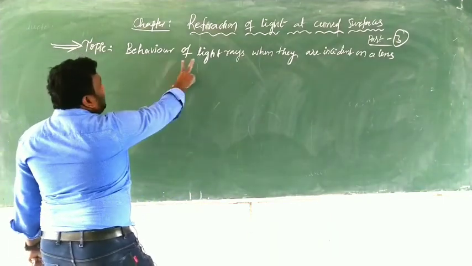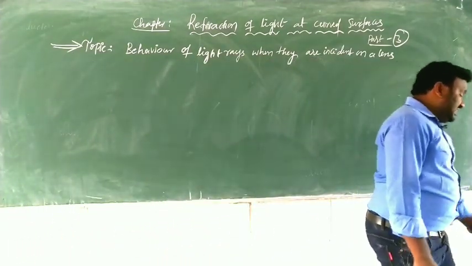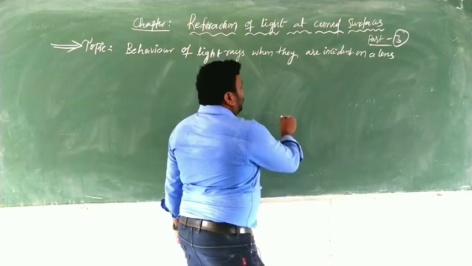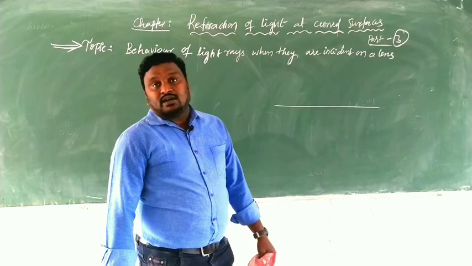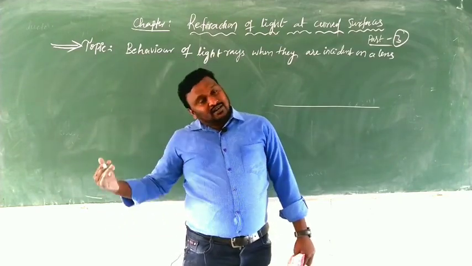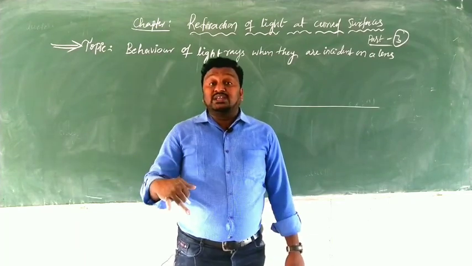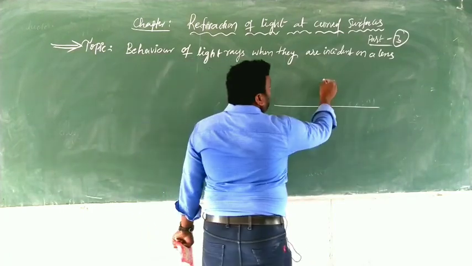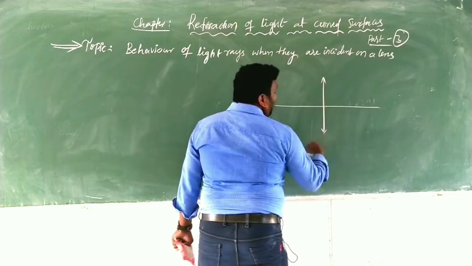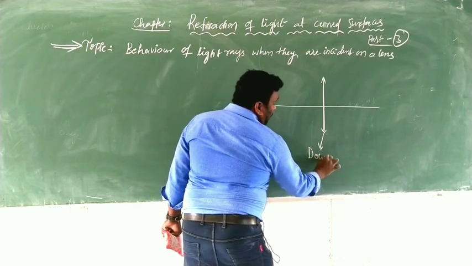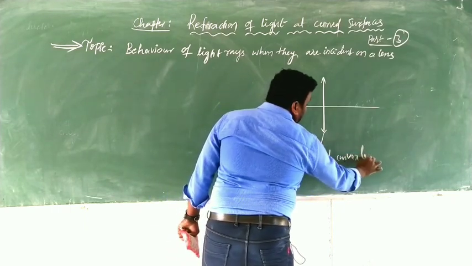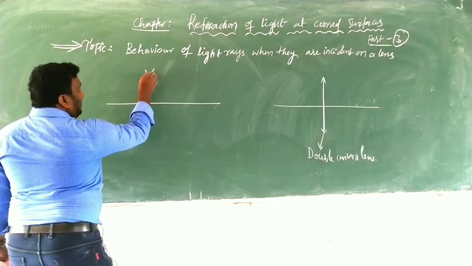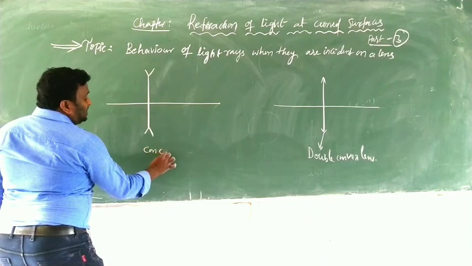Here, the behavior of the light rays when they are incident on a lens. In the previous video I explained how we can take F1 C1 and F2 C2 for convex lenses and concave lenses, and how we can show the convex lens and concave lens in diagrams. The double headed arrow represents the double convex lens. You must remember this. And this one, with slits, is the concave lens.